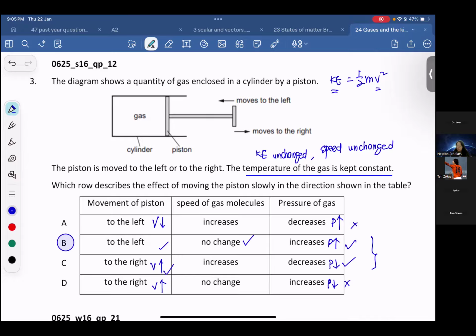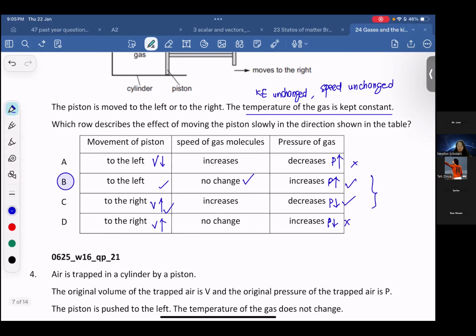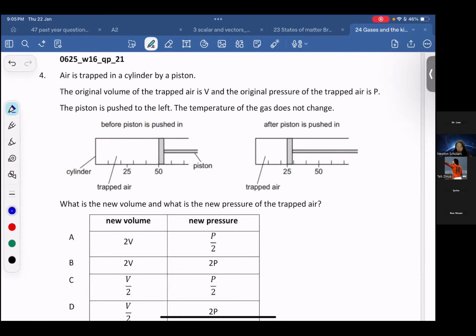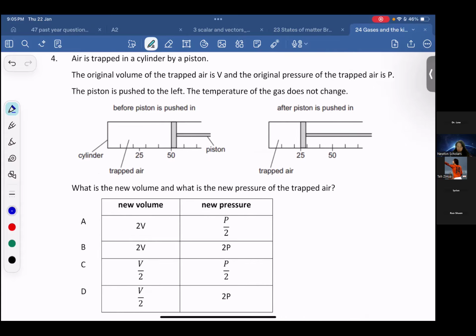Now give me a reaction, dear. The more reaction you give me, I can know whether you understand or not. Okay, let's go. Can you try question number 4?